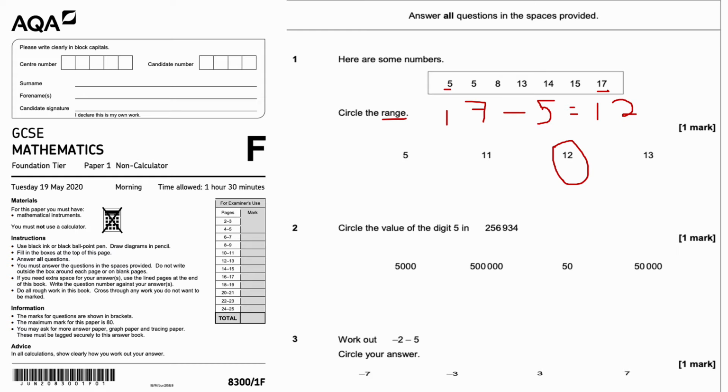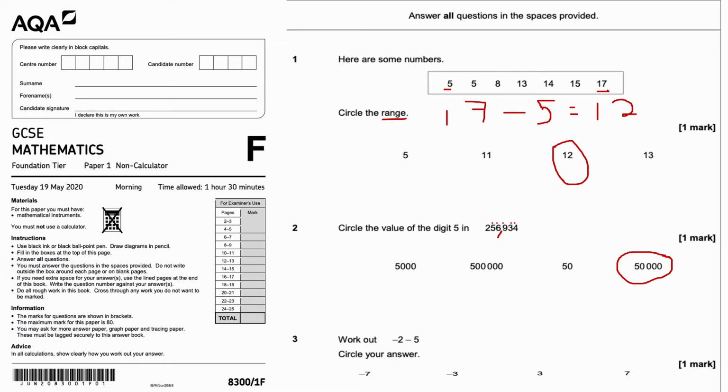Question number 2. Circle the value of the digit in 256,934. Let's just put a comma there so we break up. When I say it out loud, 256,000, so the 5 represents the 50,000. 5 and then the rest are zeros. 5 and then 4 zeros is 50,000. That is worth 1 mark.